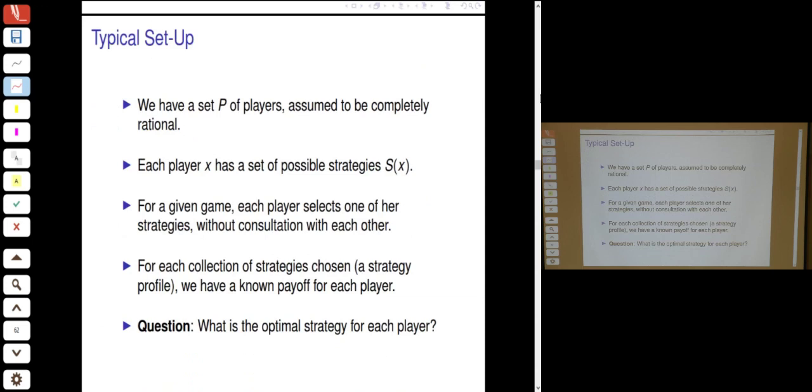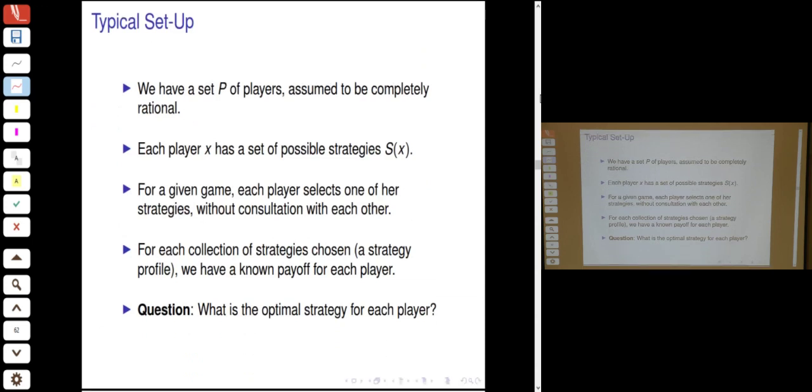So, the typical setup in game theory is that we have a set P of players assumed to be completely rational. Each player has a set of possible strategies, and for a given game, each player selects one of her strategies without consultation with each other. So you have a bunch of players, each one has selected a strategy out of his or her possible choices. So you are dealing with a combination of strategies by various players. This is known as a strategy profile, and for each collection of strategies chosen, that is for each strategy profile, we have a known payoff for each player.